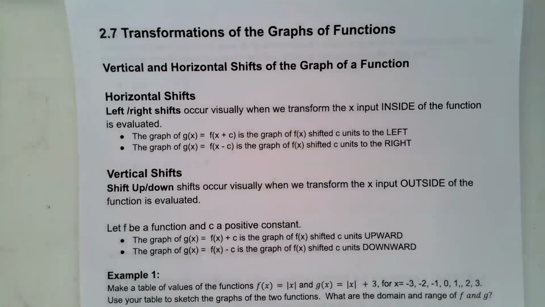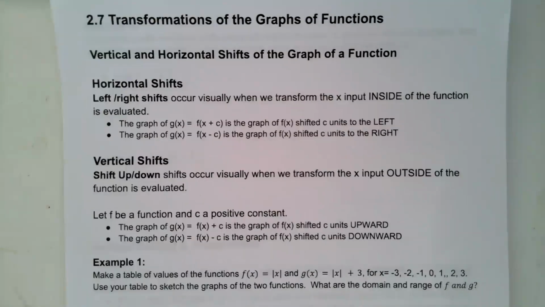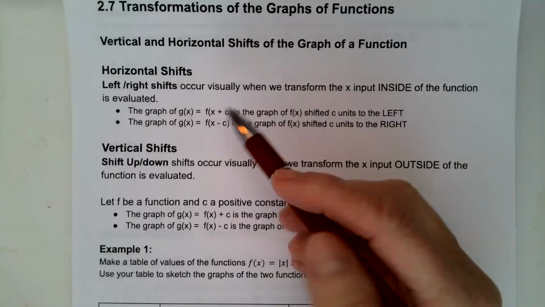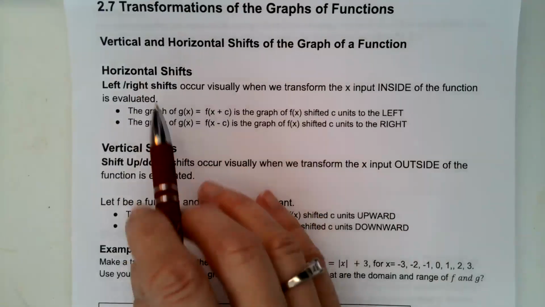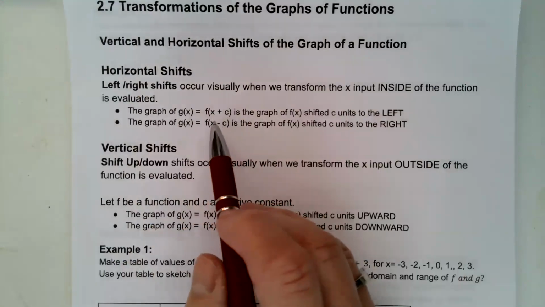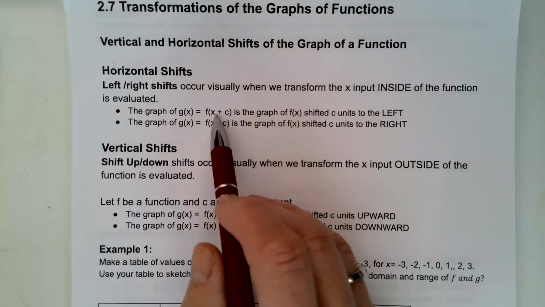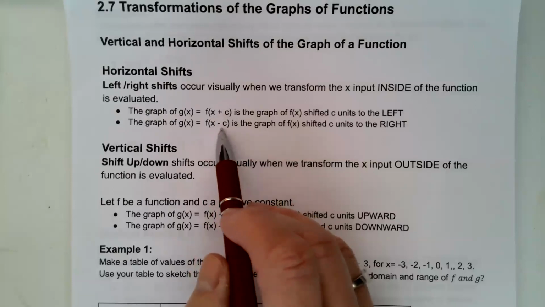The first kind of transformation we're going to look at is called vertical and horizontal shifts of the graph. Horizontal shifts are left and right shifts on the x-axis. These shifts happen when you're making a change to the input before you evaluate the function, so you're adding something to x or subtracting something from x.